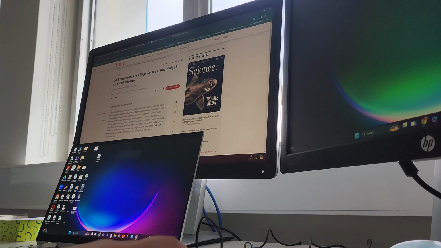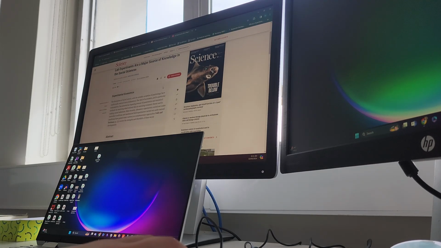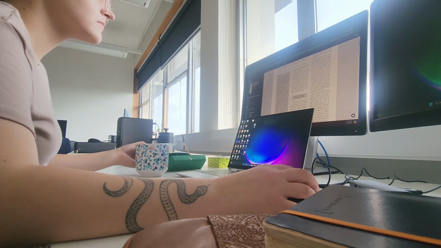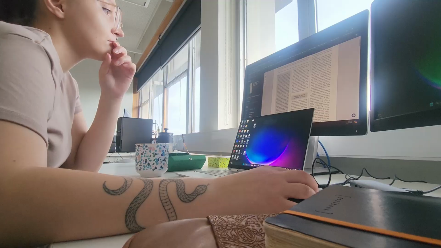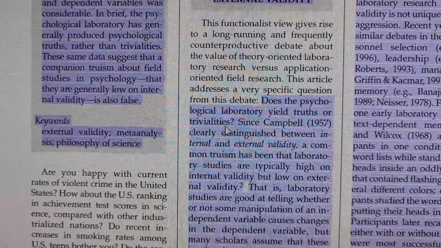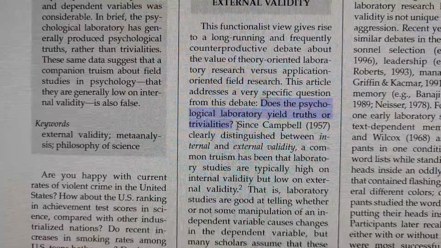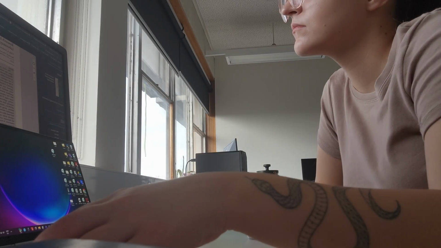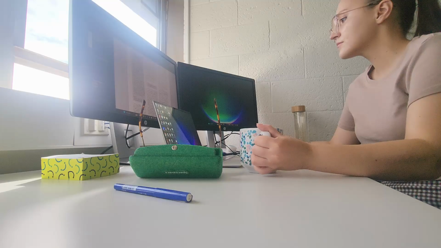First up, today I'm reading some articles that someone will be presenting at my lab meeting shortly. It's a collection of discussion pieces about the validity of research and whether lab-based experiments can be generalizable to the real world. It's a pretty interesting topic and I'm looking forward to the discussion.